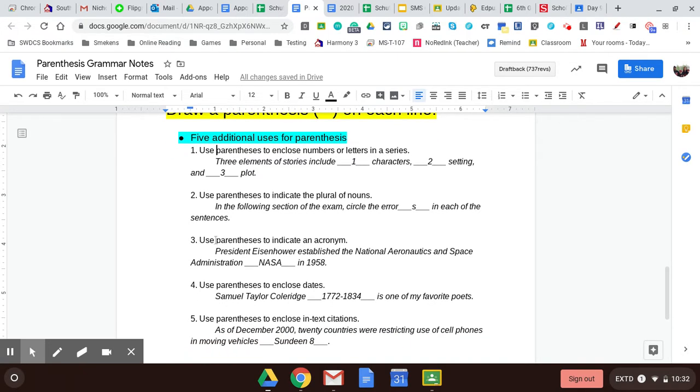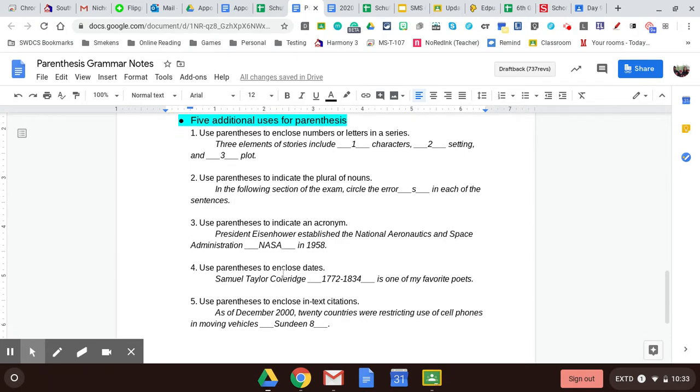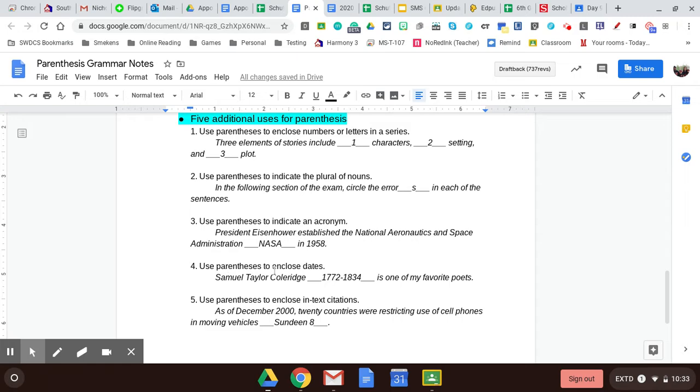Number 3, use parentheses to indicate an acronym. Those are the capitalized letters. President Eisenhower established the National Aeronautics and Space Administration, NASA, in 1958. Which part would be enclosed in parentheses? Number 4, you can use parentheses to enclose dates. Samuel Taylor Coleridge, 1772 to 1834, is one of my favorite poets. Which part would be enclosed in parentheses?